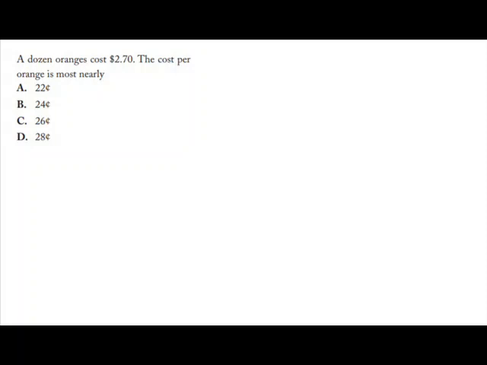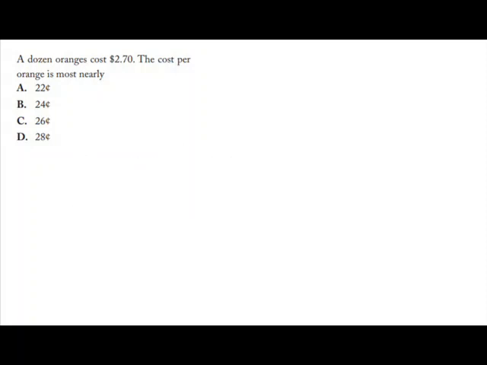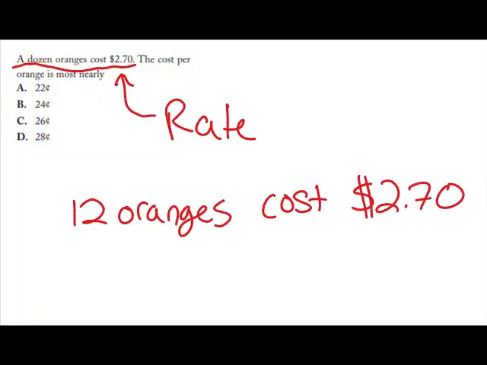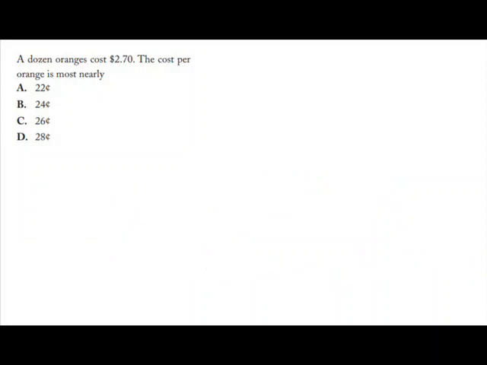This is something I like to call proportions, okay? It will be the best thing you learn today. So let's start with the question. A dozen oranges cost $2.70. Right there, this is called a rate, okay? Other things that this sounds like is maybe I go 200 miles in 5 hours. That is a rate. It has two nouns and something in relationship with them. So let's stick with this question.